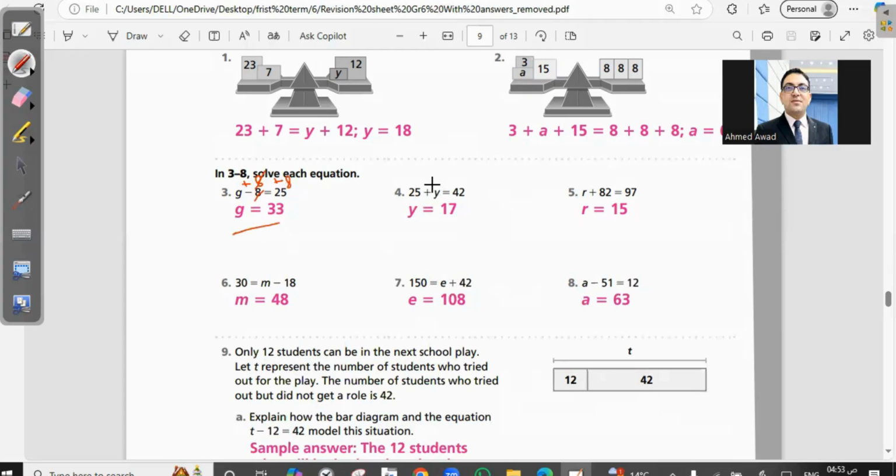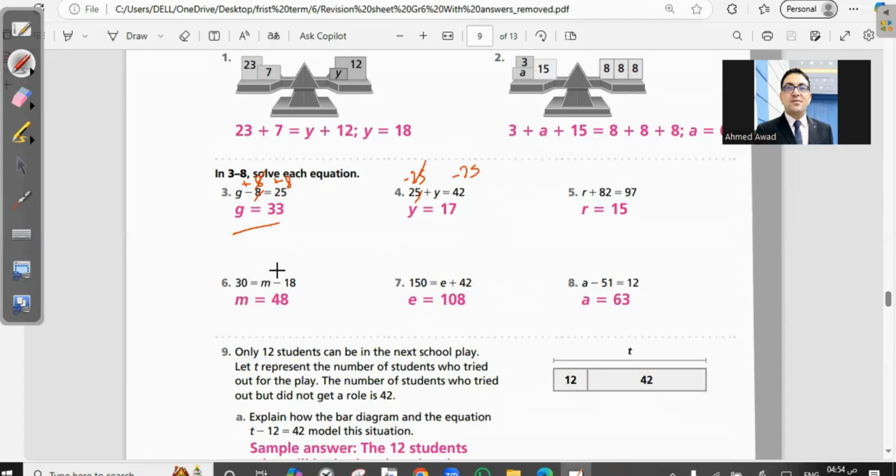What about number 4? It's 25 plus y. So it's addition, make subtraction. So minus 25 from each side. So y here, it's going to be 42 minus 25, it's going to be 17. The same in number 6.